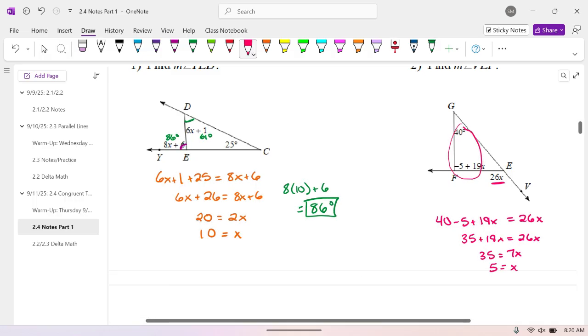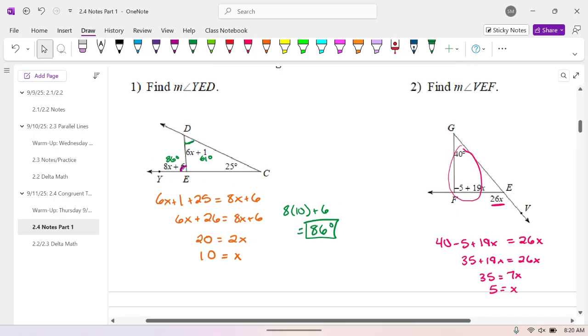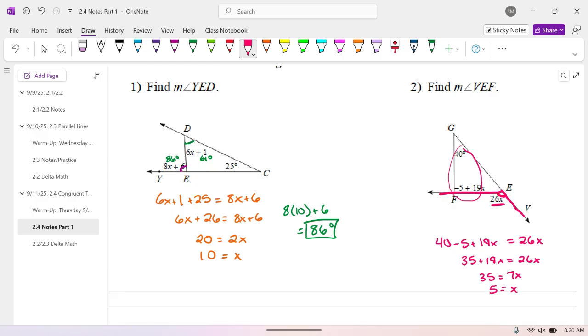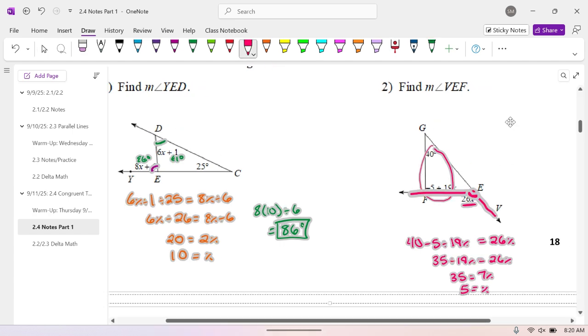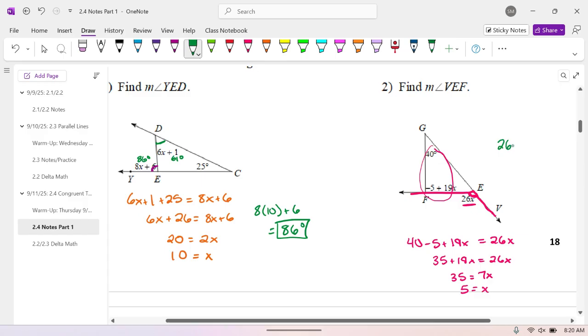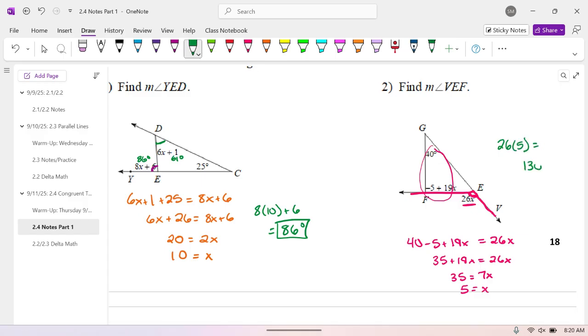Now, it asked me to find angle VEF. So VEF, it's this angle right here. So I plug it back in. So I do 26 times 5. And what would I get? 130. Good. And just for funsies, if that has to be 130, that means this angle has to be what? If this one's 130 and this one's 40? 90. 130 minus 40 is 90.